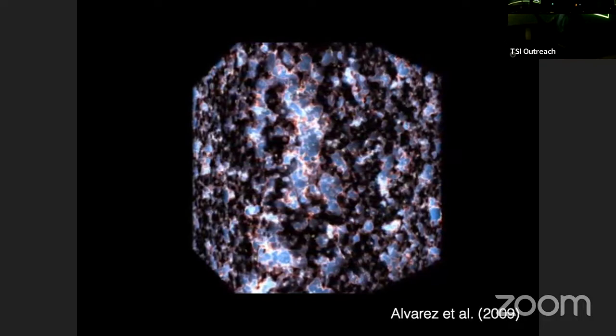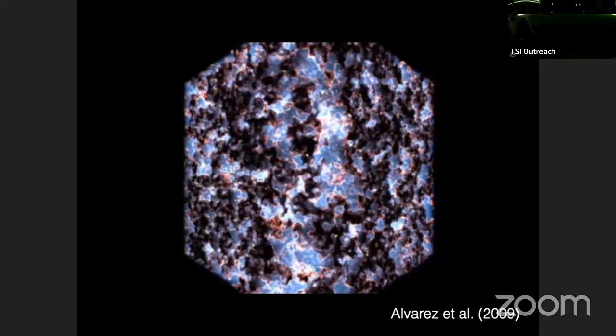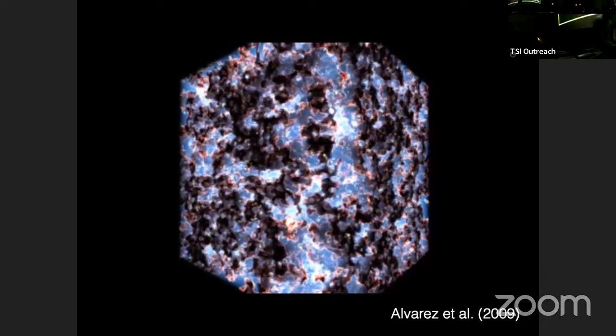These galaxies are forming stars. They're ionizing the space between the galaxies, basically disrupting the neutral atoms between galaxies, and these blue regions are these ionized bubbles that slowly grow and grow and grow until they basically polluted everything, okay?